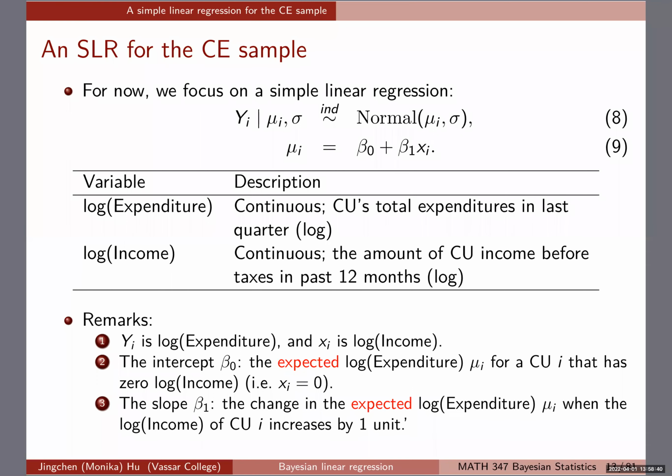Okay? So the intercept, if we put it into context over here, beta 0 tells us the expected log expenditure mu i for a consumer unit i that has 0 log income, meaning that xi is going to be 0. Okay? So that's a typical way to interpret an intercept, but specifically in this context, it's the expected log expenditure for a consumer unit that has 0 log income. The slope, beta 1, will be the change in the expected log expenditure, which is mu i, when the log income of the consumer unit increases by 1 unit.